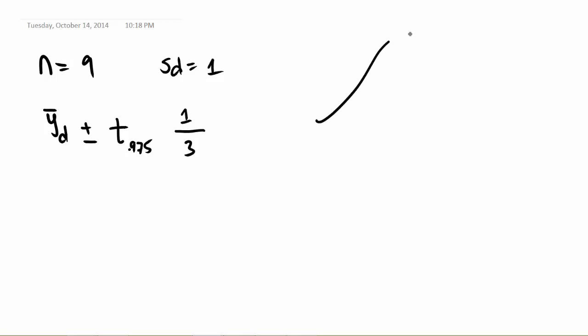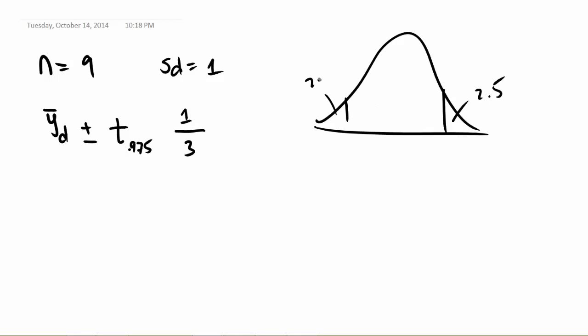Just to remind ourselves, the appropriate t quantile is the one where 2.5% lies above it, and 2.5% would lie below the negative of it. So this would be t 0.975, and then the degrees of freedom are n minus 1, so the degrees of freedom are 8. So I could just write t 0.975, 8.